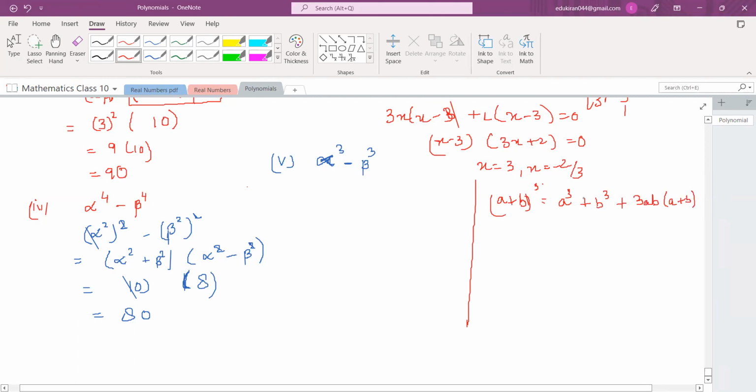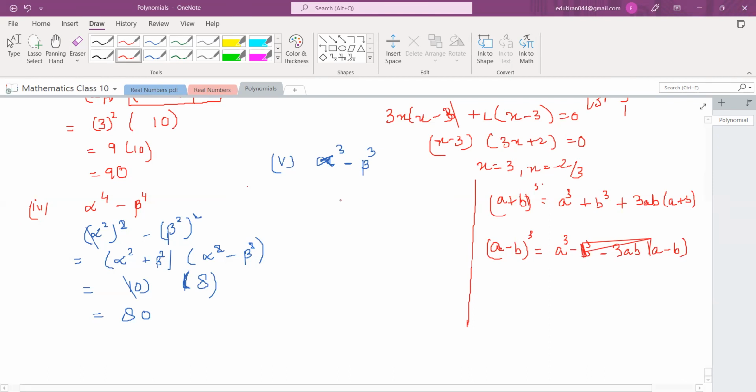And the other one is a minus b whole cube, which is equal to a cube minus b cube and minus 3ab into a minus b. Am I correct? Yes, ma'am. Okay, so all the signs are minus except this one, otherwise all minus.